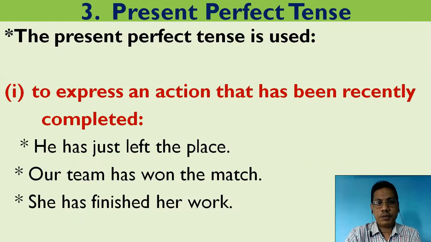Then come on with the present perfect tense. The present perfect tense is used to express an action that has been recently completed. Example, he has just left the place. Our team has won the match. She has finished her work just now.